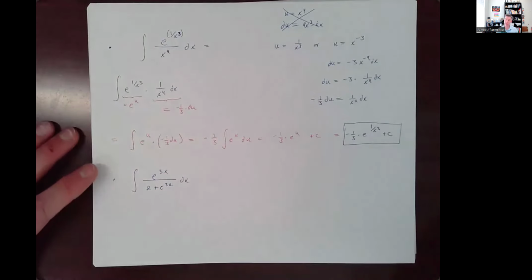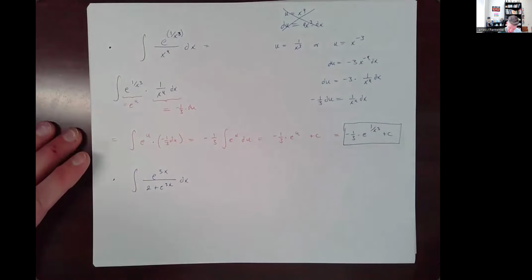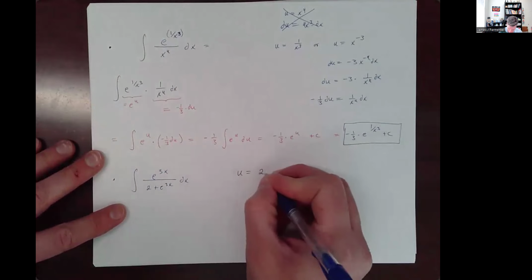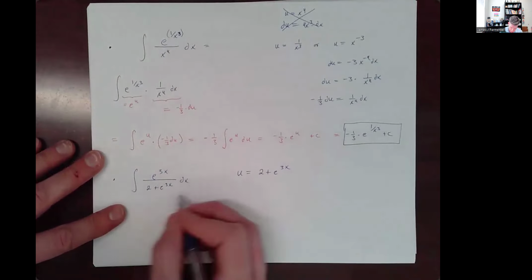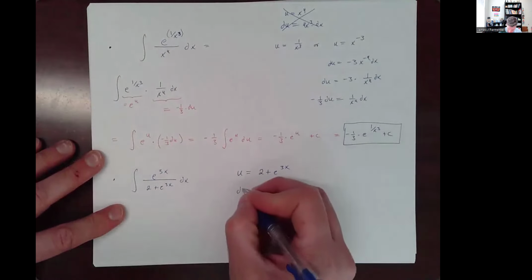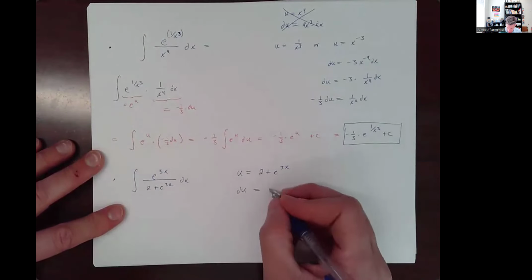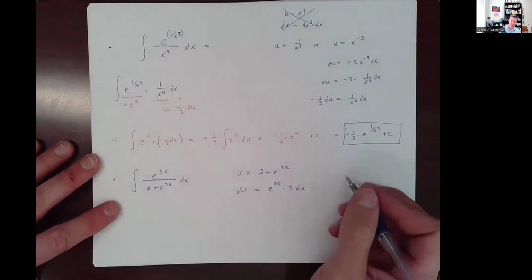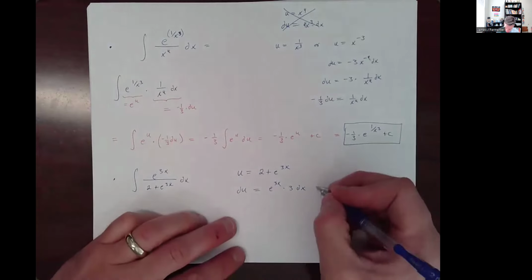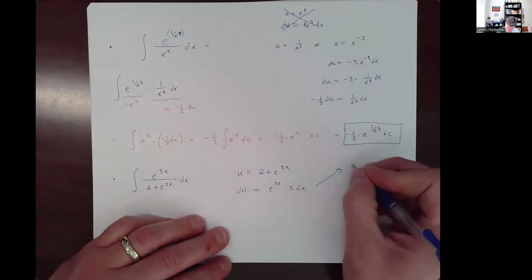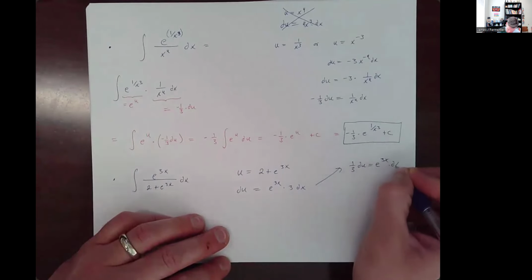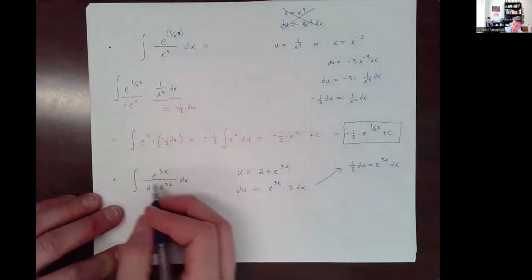So I would choose u. Oh, it's not quite working. I was going to try and show something, but yeah. Let's choose u equal to 2 plus e to the 3x. It's stuck in the denominator. My du is the derivative of that times dx, so 0 plus e to the 3x times 3 dx. I'll do this one slightly differently. Personally, I would choose to say that 1/3 du is equal to e to the 3x times dx, because I have an e to the 3x times dx right there.